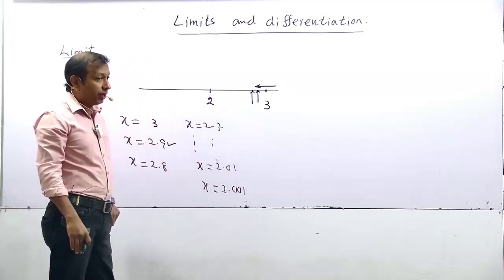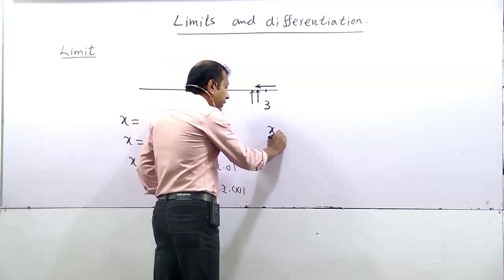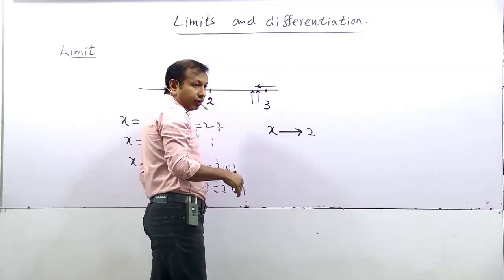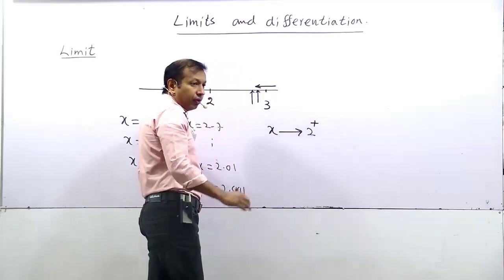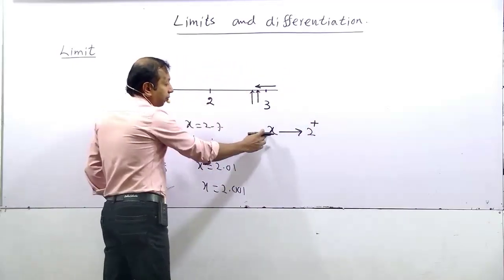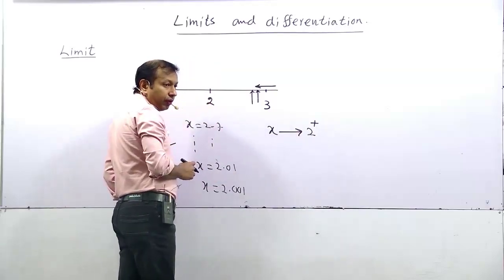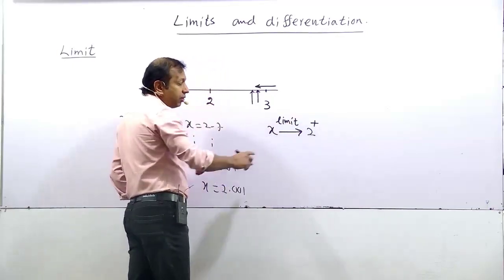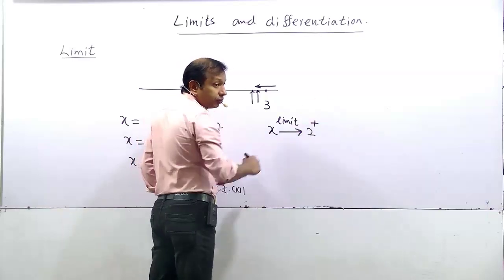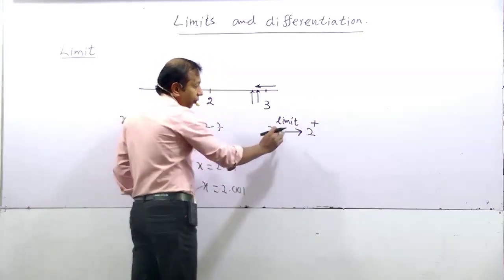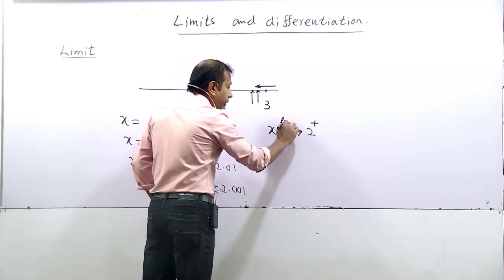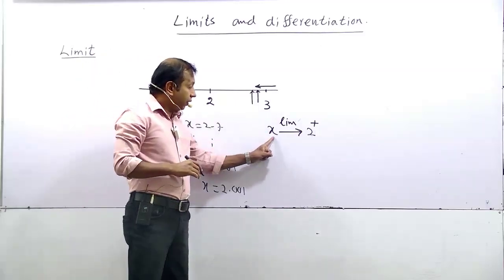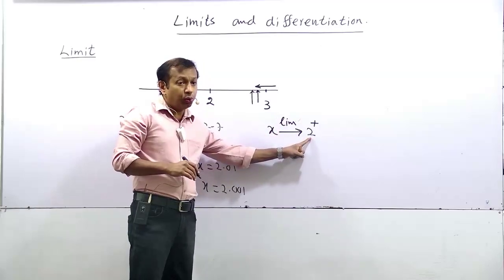Then this is written as x approaches 2 on its right hand side. That we denote this way, with a plus sign. On the right of 2, x approaches 2. The word approaches here we write as limit. X goes to 2 from the right of 2. But when you write the word limit, we write only lim. So this is limit of x going to 2 on the right of 2.